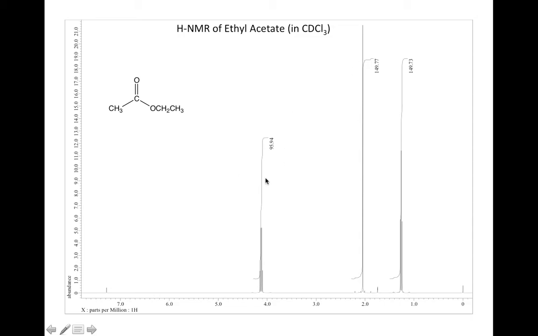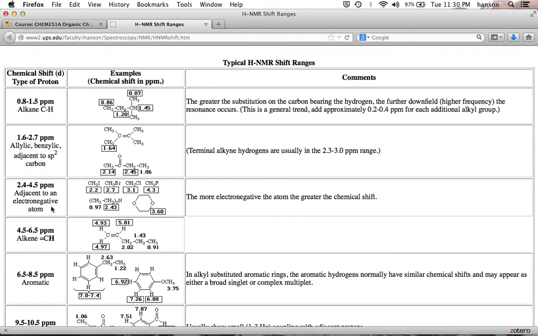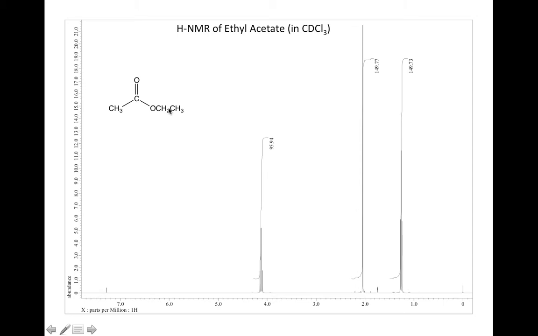The one that's up at 4 ppm, what does that one correspond to? Well, again, if we look at our chemical shift ranges, in the 4 ppm range, that would be adjacent to an electronegative atom. So in our spectrum here, when we go and look, you can see that we have a carbon with hydrogens that's adjacent to an oxygen atom. And those CH2s are getting shifted up because they're next to it.